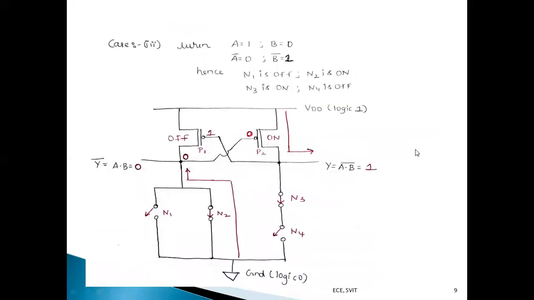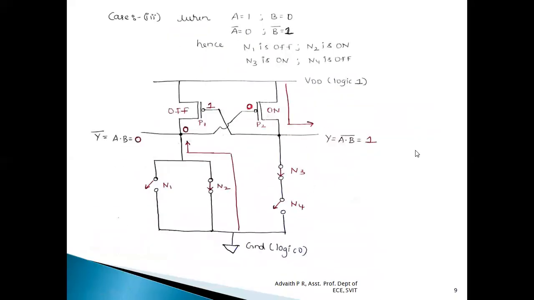Third case, when A is equal to 1 and B is equal to 0, A bar is equal to 0 and B bar is equal to 1. And hence, MOSFET N1 is off, whereas N2 is on. MOSFET N3 is on, whereas N4 is off.